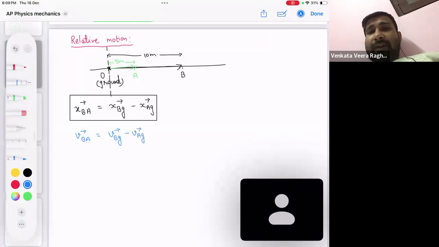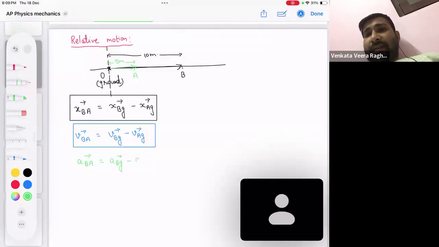And same way, if I want to write the acceleration relation, what will we write? Same method, exact same thing we will follow. Acceleration of B with respect to A can be written as acceleration of B with respect to ground minus acceleration of A with respect to ground. So these are the three things we have. Clear?